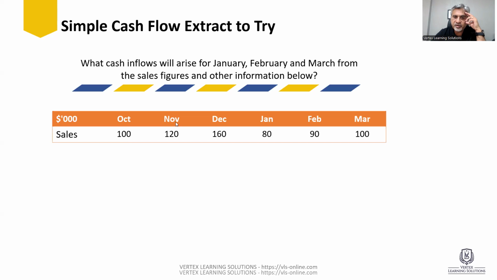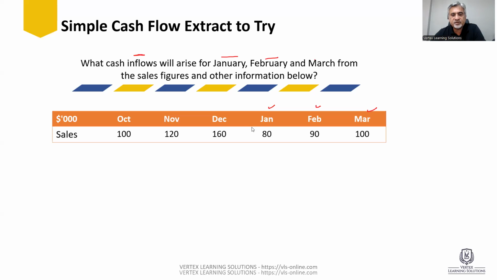So October is 100, November is 120, December is 160, January is 80, February 90, March 100. These are your sales figures, okay? Now, what next? We have to find out cash inflows, only inflows, for January, February, and March. These are sales. These are not cash inflows.